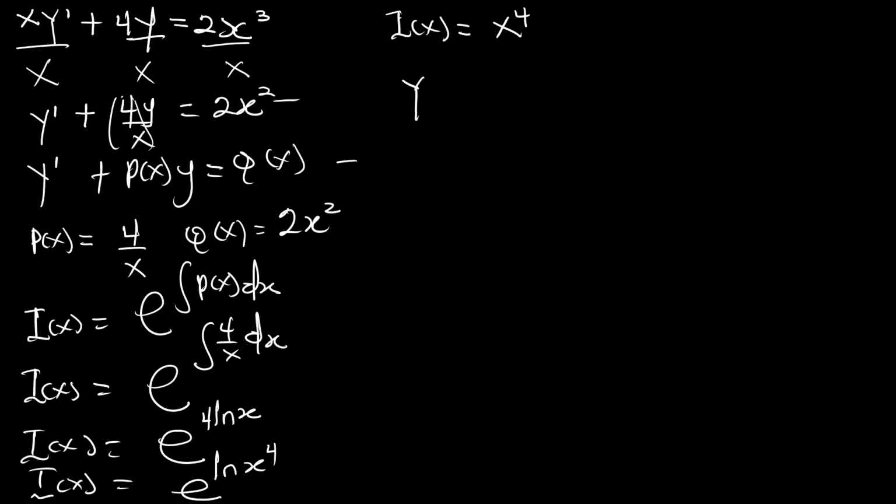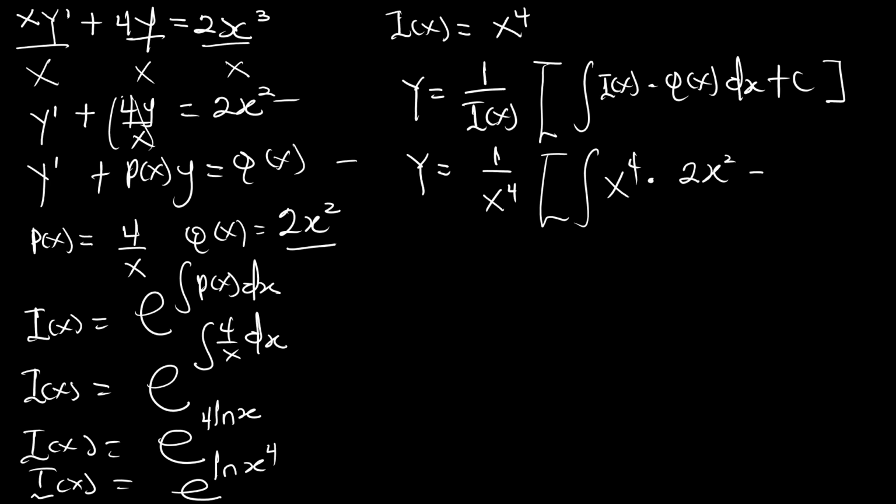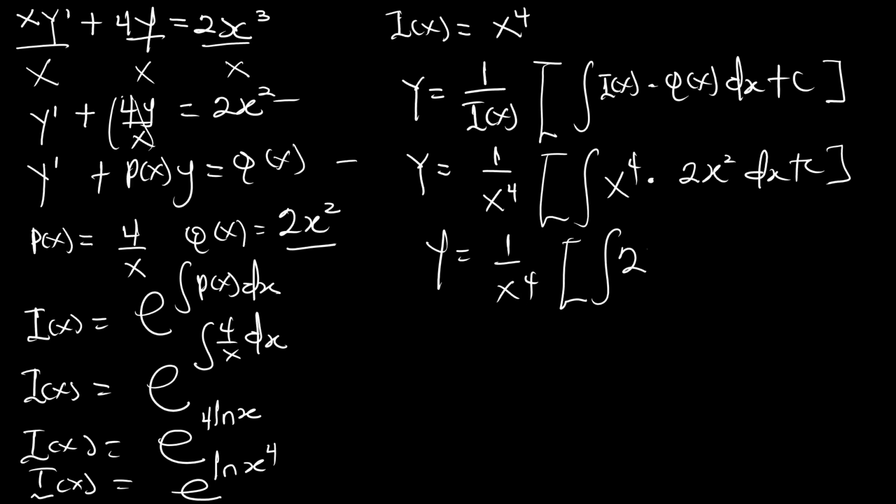Then we find our general solution as y equals 1 over the integrating factor multiplying the integral of I of x multiplying q of x dx plus c. So we have our I of x, so 1 over x to the power 4 multiplying the integral of x to the power 4 multiplying q of x, and this q of x is 2x squared, dx plus c. So our y is going to give us 1 over x to the power 4 integral of 2x to the power 6 dx plus c.